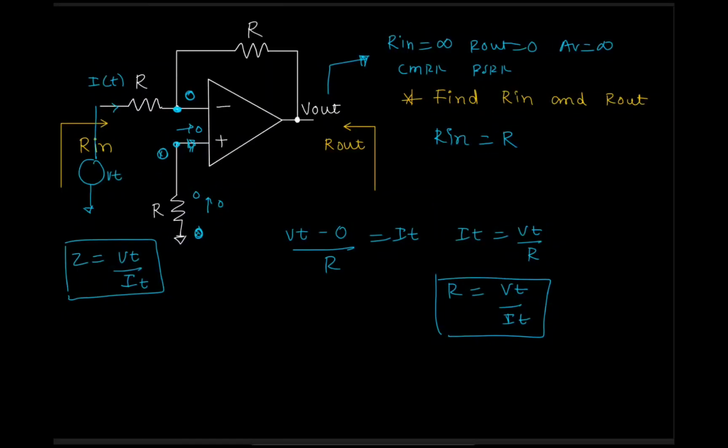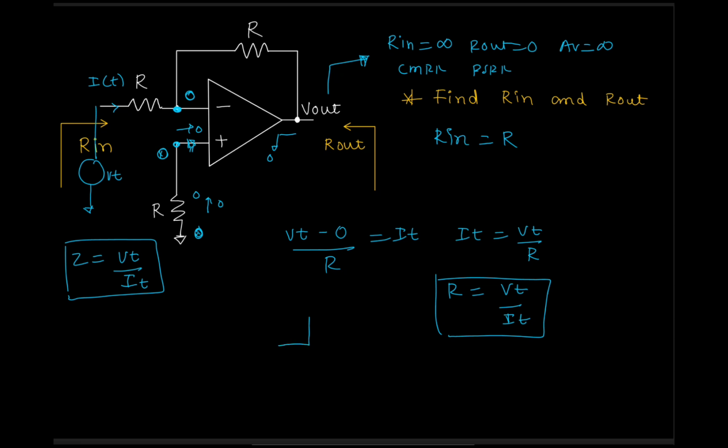I have explained in detail why Rin has to be infinite and R out has to be 0 for an ideal amplifier. Please check that, because it is very important. Then only you can answer this type of conceptual question. So the output resistance is 0 and you want to calculate it. The first way of solving was, I'll just make the circuit here.